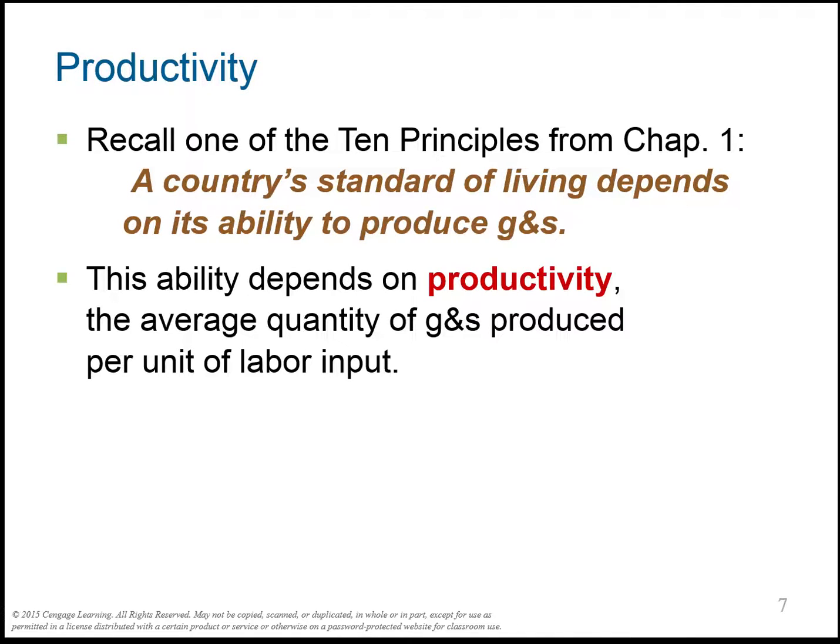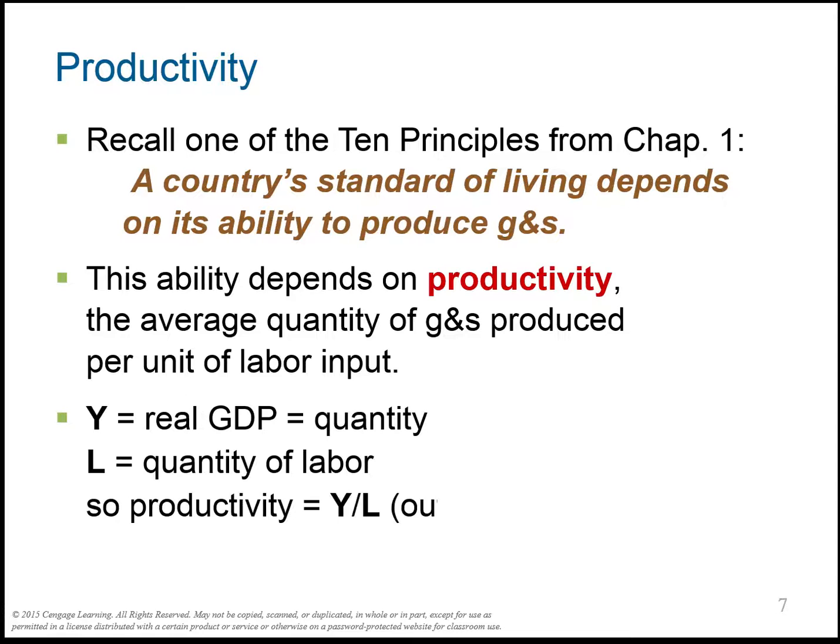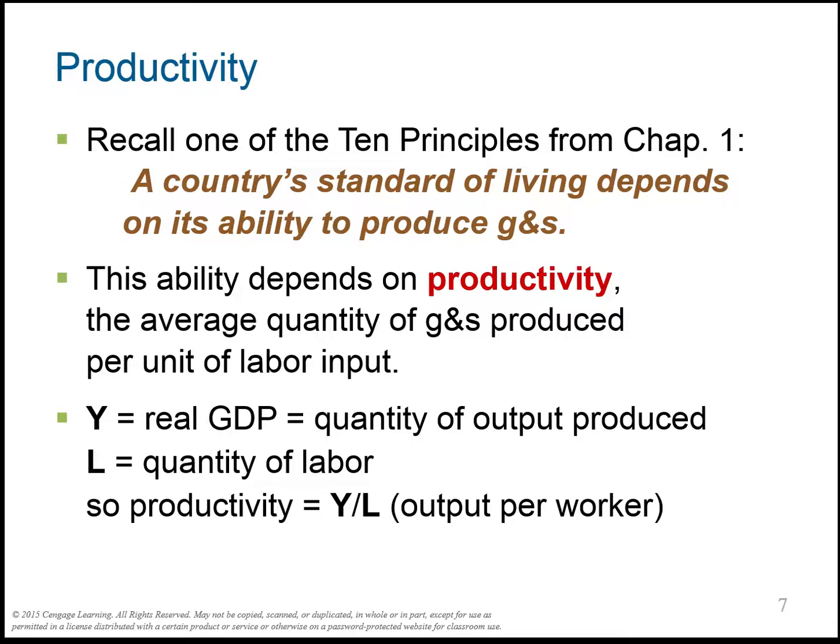So the number one determinant for a country's standard of living is its ability to produce goods and services. Remember, that's one of our principles. And so this ability depends on the productivity, or how much product each person in the economy can make. How do we measure that? Well, since Y is the real GDP, the total number of product made, L is the number of laborers, productivity is very simply Y over L, which is just the GDP divided by the number of people. This just becomes one number, and it is just the amount of production that one worker makes, or the number of products that one worker makes. That's what Y over L is.